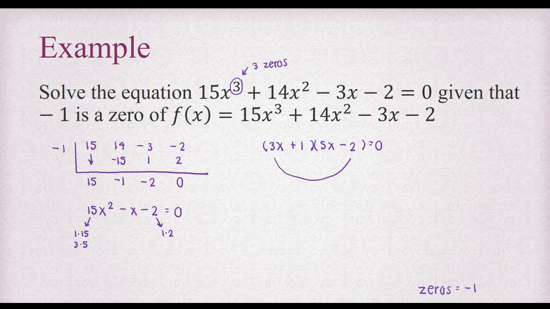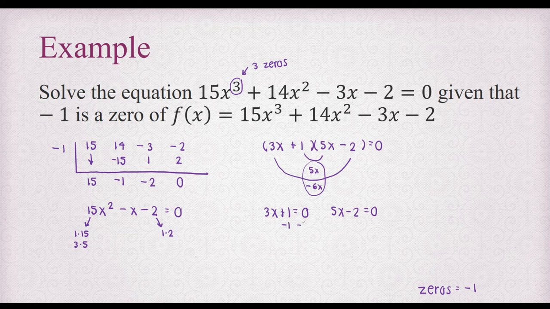So 3x times -2 is -6x, and 5 times 1 is going to give me that 5x. And notice that, hey, yes, that does add up to -1. So I guessed correctly. So that means that 3x plus 1 has to equal 0, and 5x minus 2 has to equal 0. And those are going to give me my other 2 zeros.